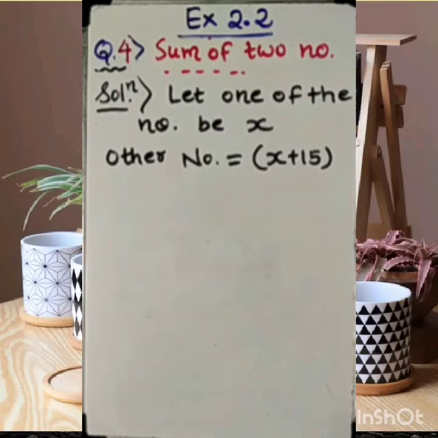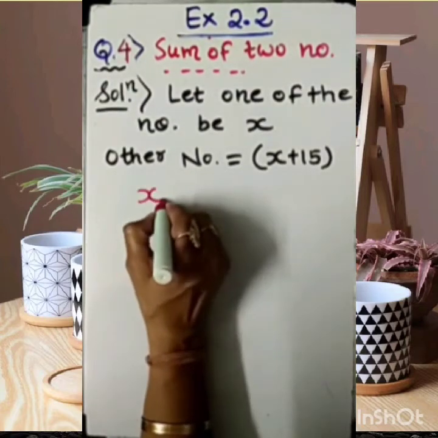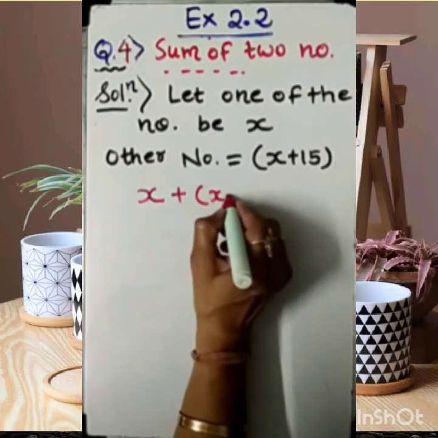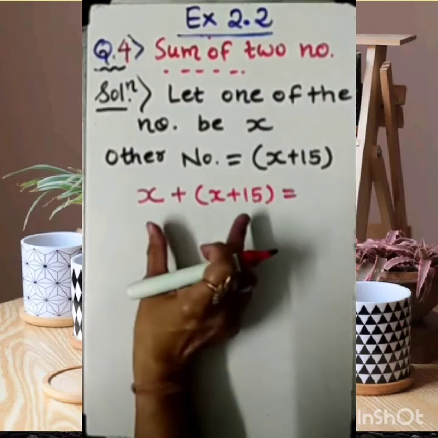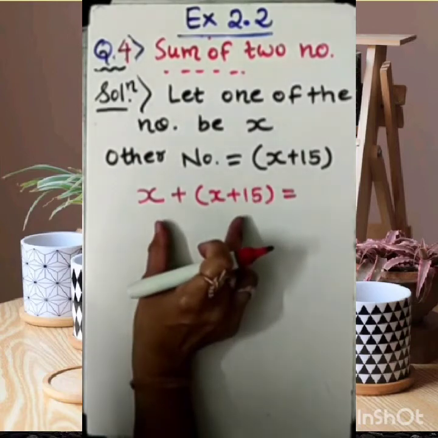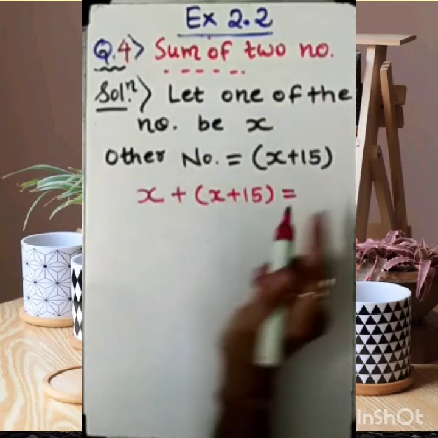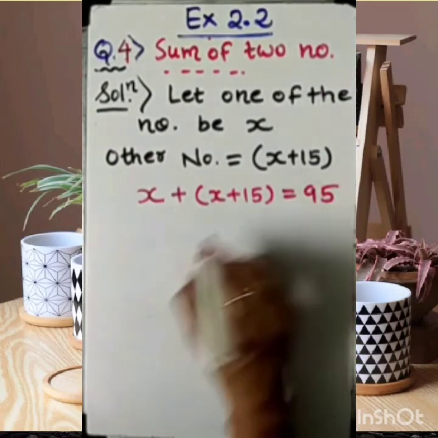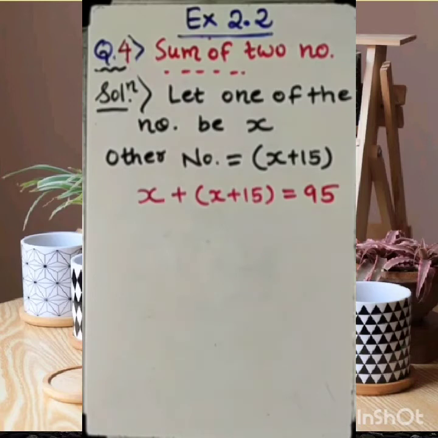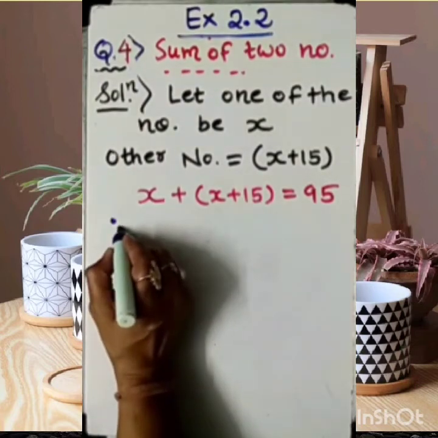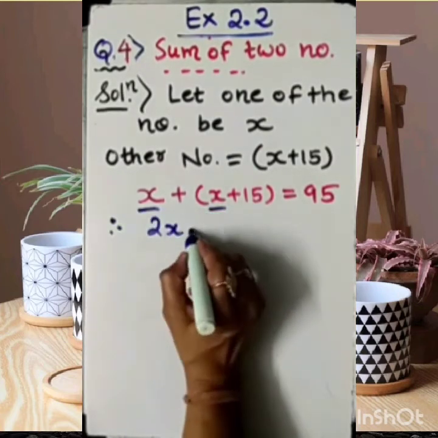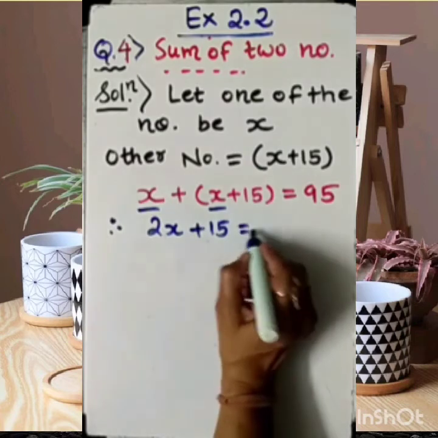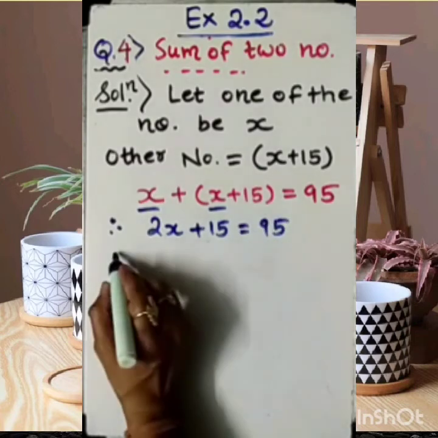Now, dear students, the sum of both of these, the first number and the other number, is given. They are 95. So this is a linear equation. Now it's quite easy to simplify. Therefore, x plus x, so it will be 2x plus 15 equal to 95.